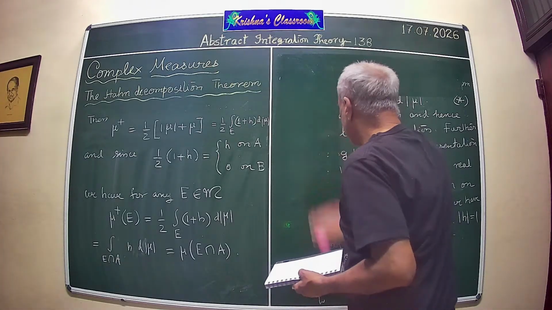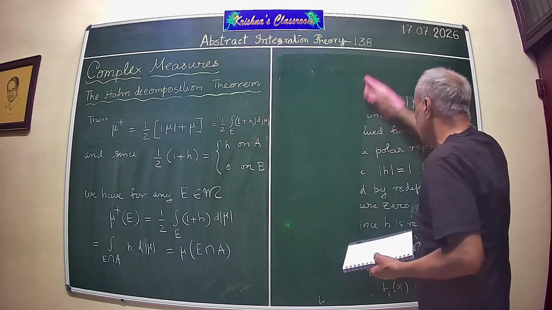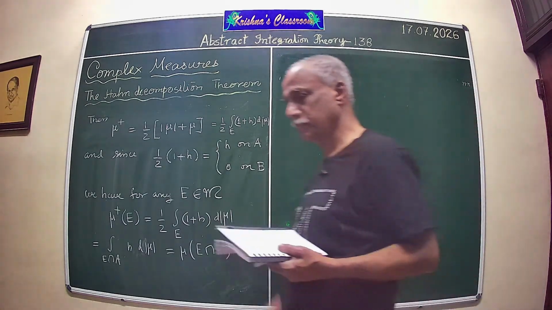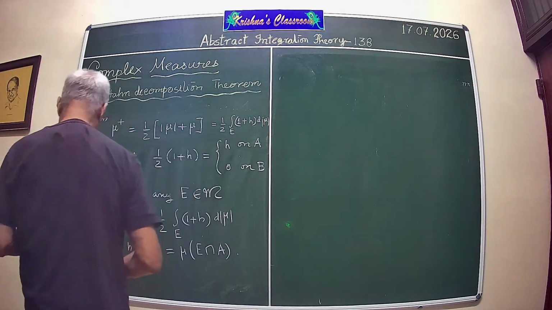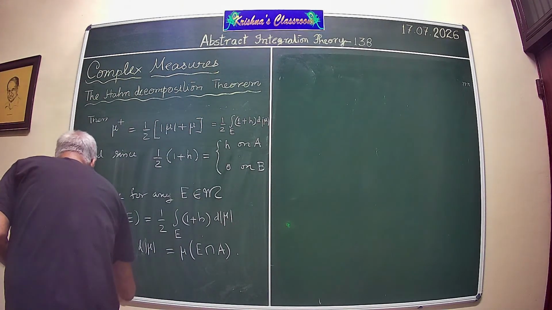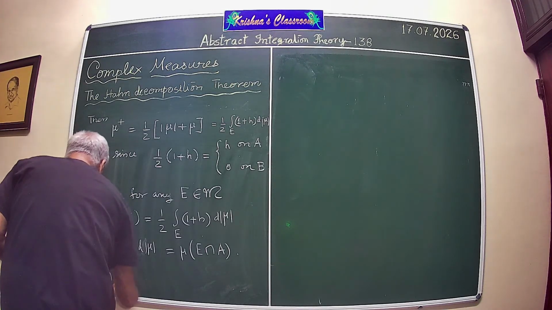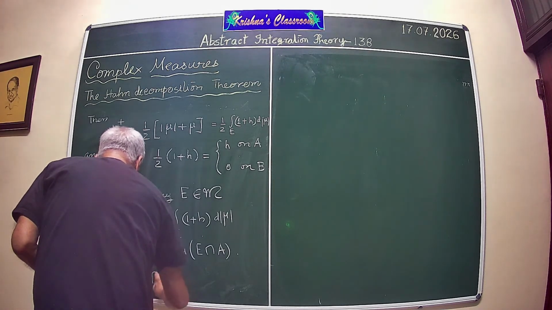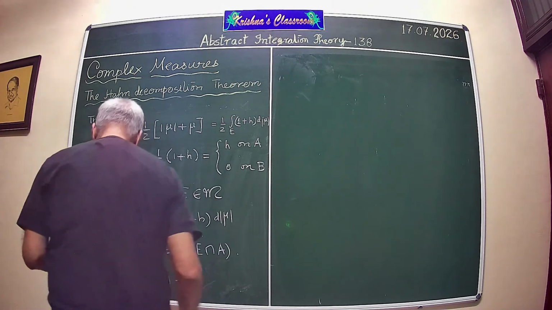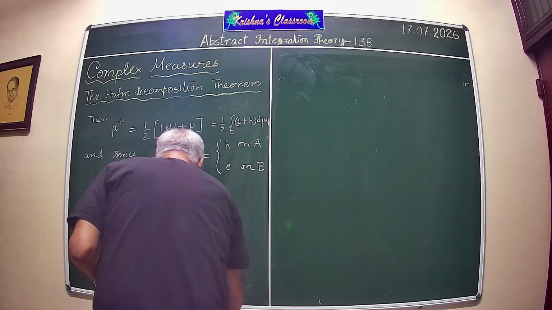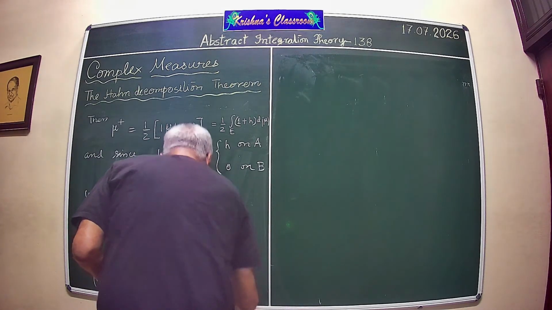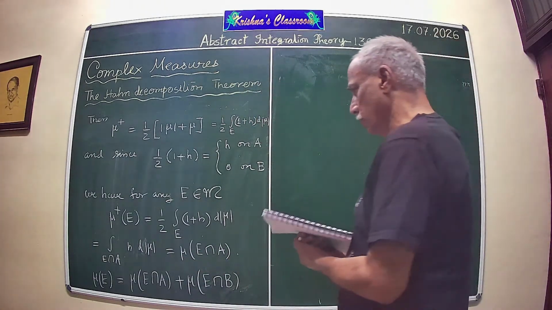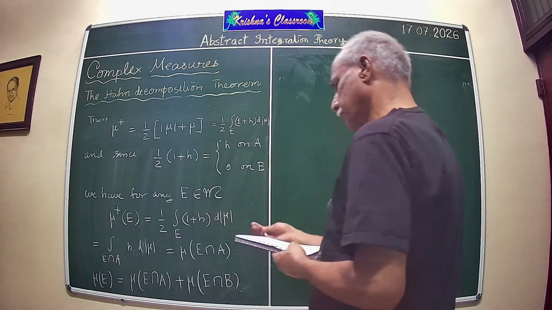Now you see that A union B is equal to X. Now mu of E is actually equal to mu of E intersection A plus mu of E intersection B, because A union B is equal to X. Okay, it comes from that.